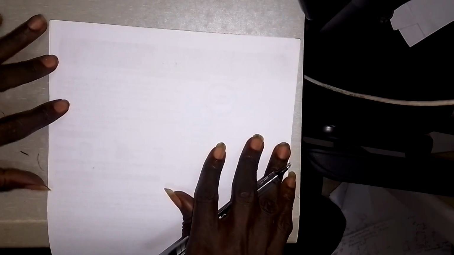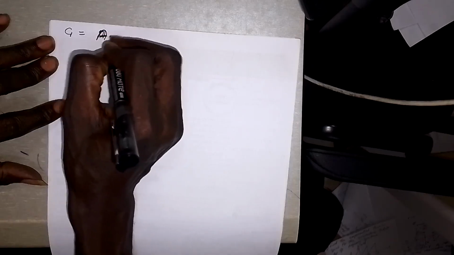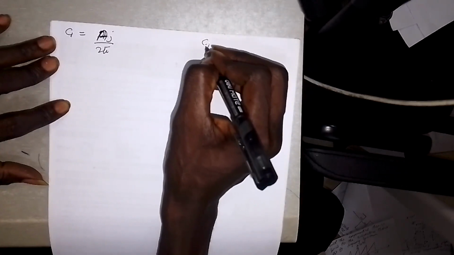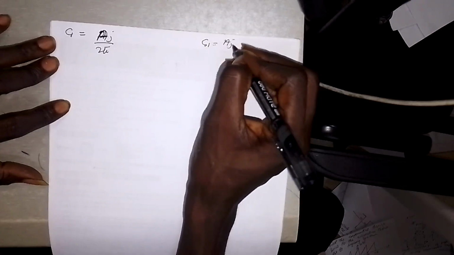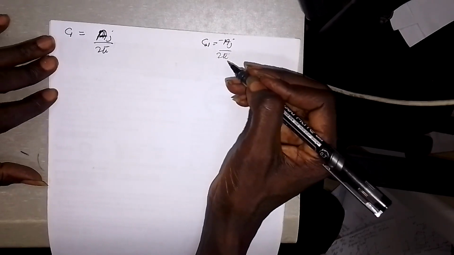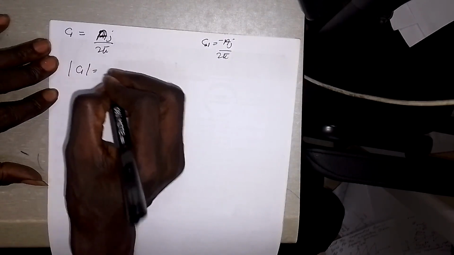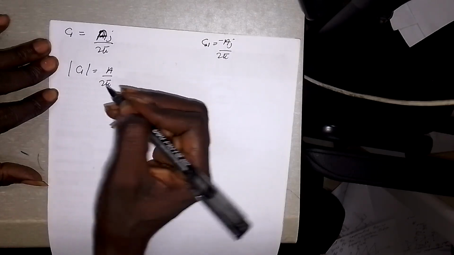So now let's say C1. If we have C1, then we're going to have Aj over 2 pi. So that's C1. What about C minus 1? If we have C minus 1, it's going to be minus Aj over 2 pi. What about if we have mod C1? Mod C1 will be A over 2 pi.